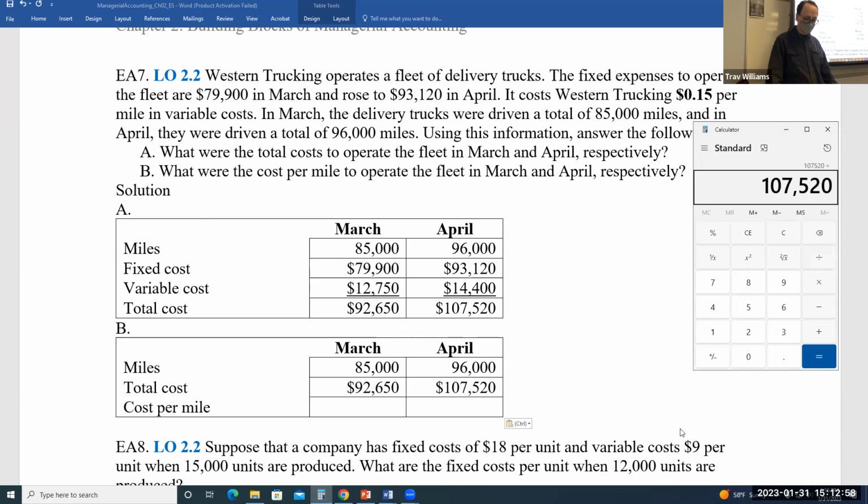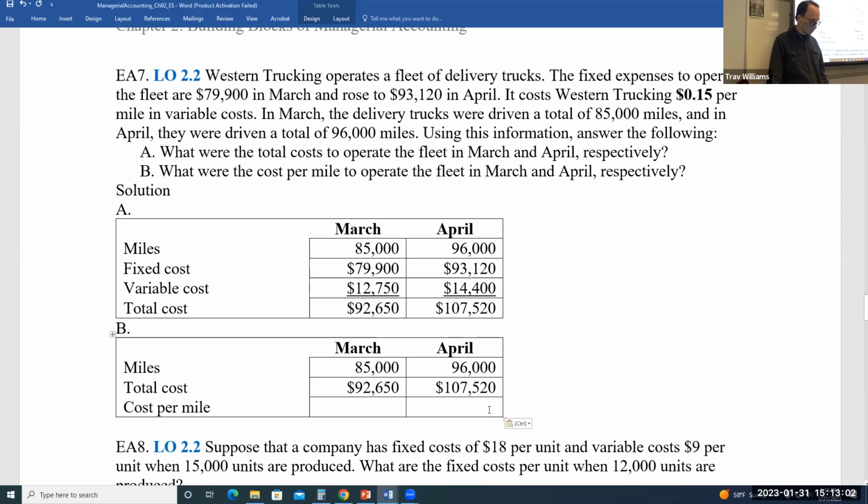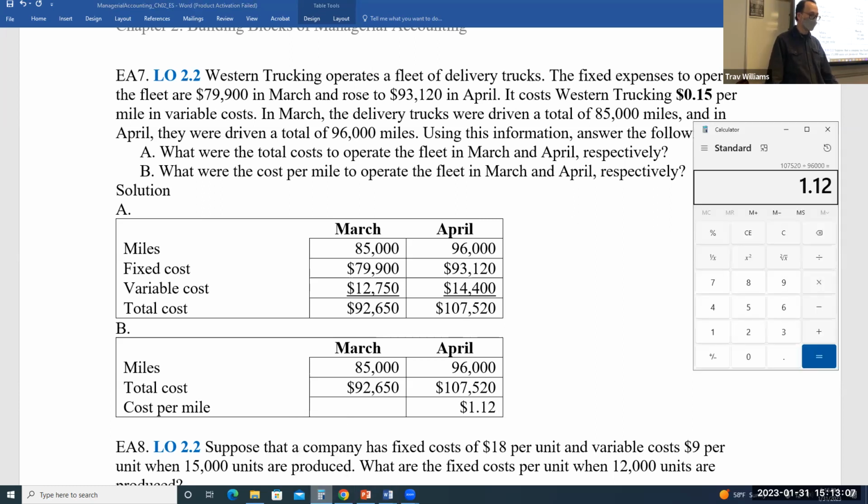I'll start with April. We get $1.12. In March, we get $1.09.